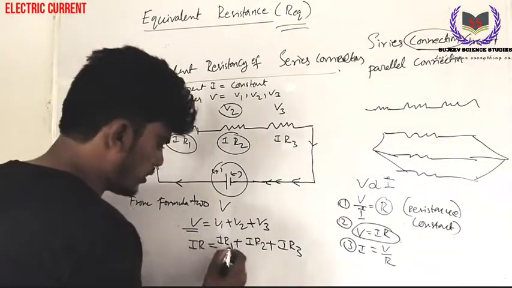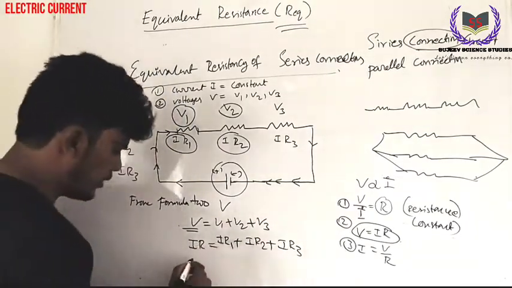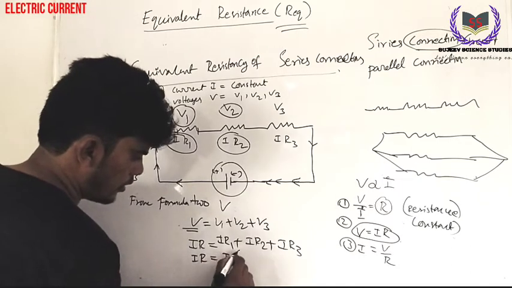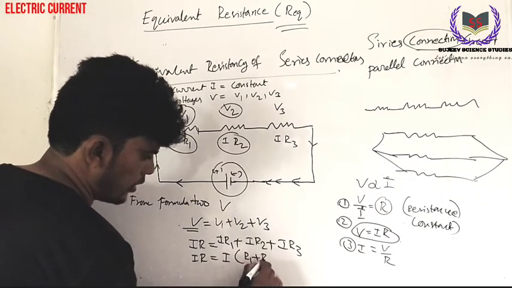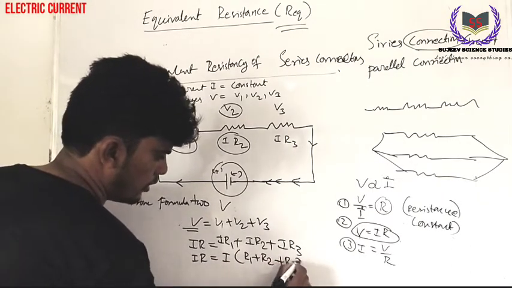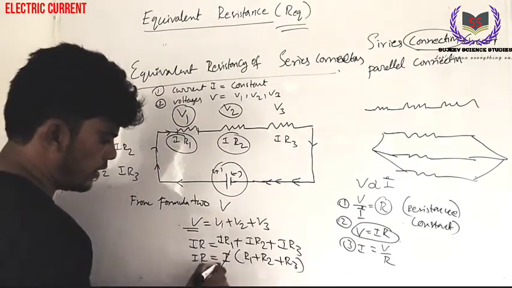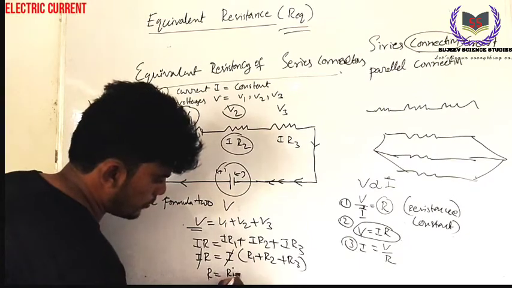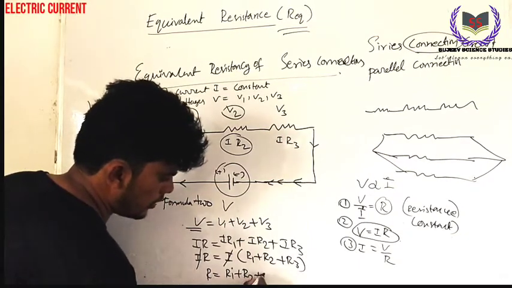Look at here. I will take I as common here. So IR equal to I(R1 plus R2 plus R3). By cancellation of I and I, what is remaining here? R equal to R1 plus R2 plus R3.